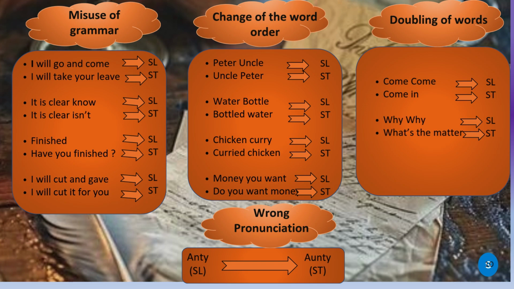And next difference is doubling of words. In Sri Lanka we say come come, but in Standard English they say coming. And in Sri Lankan English we say why, but in American English they say what is the matter. And next difference is wrong pronunciation. In Sri Lanka we say auntie, but in Standard English they say auntie.